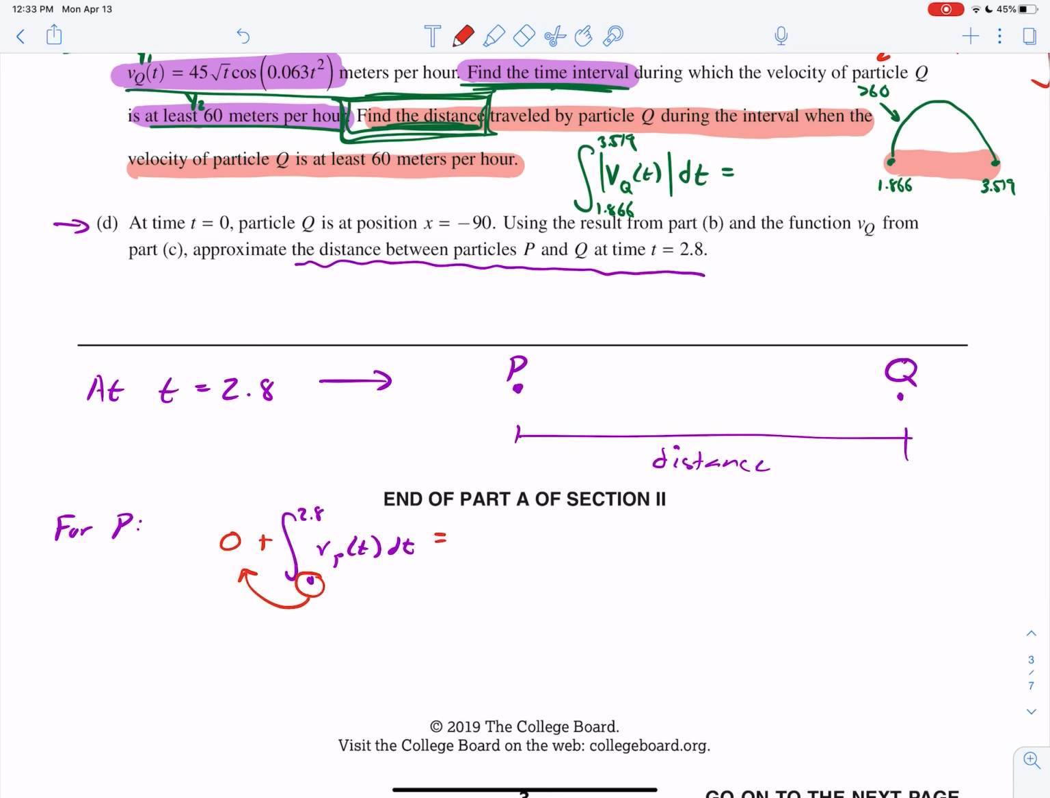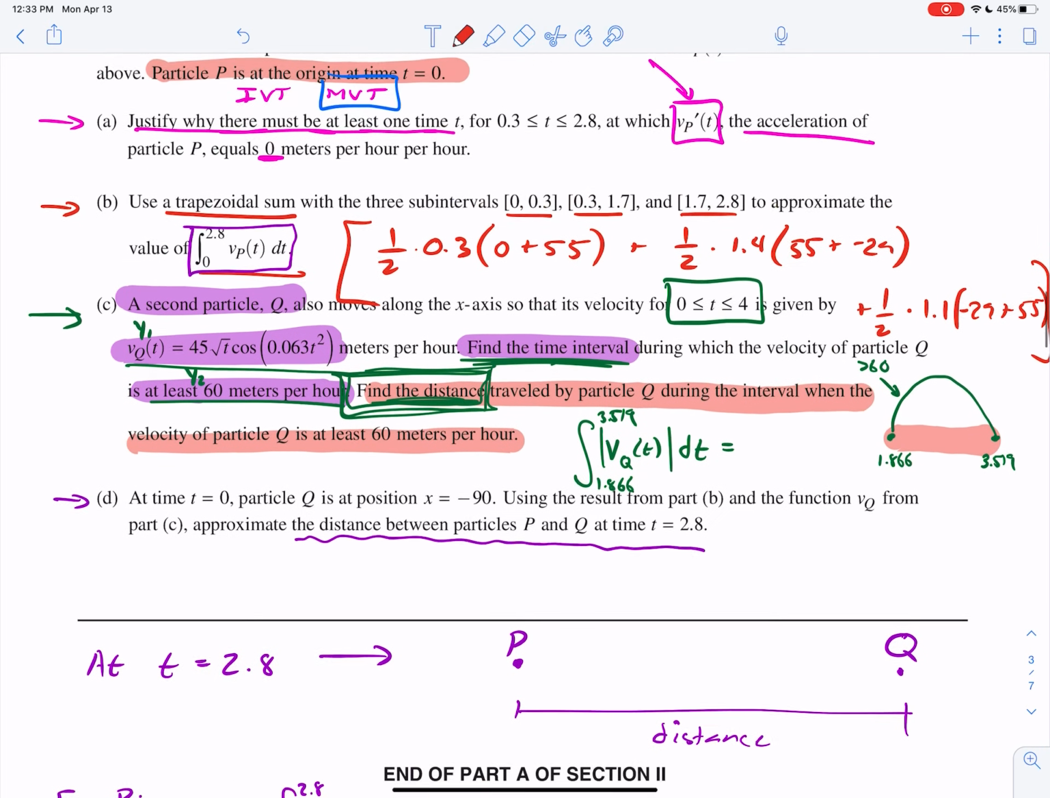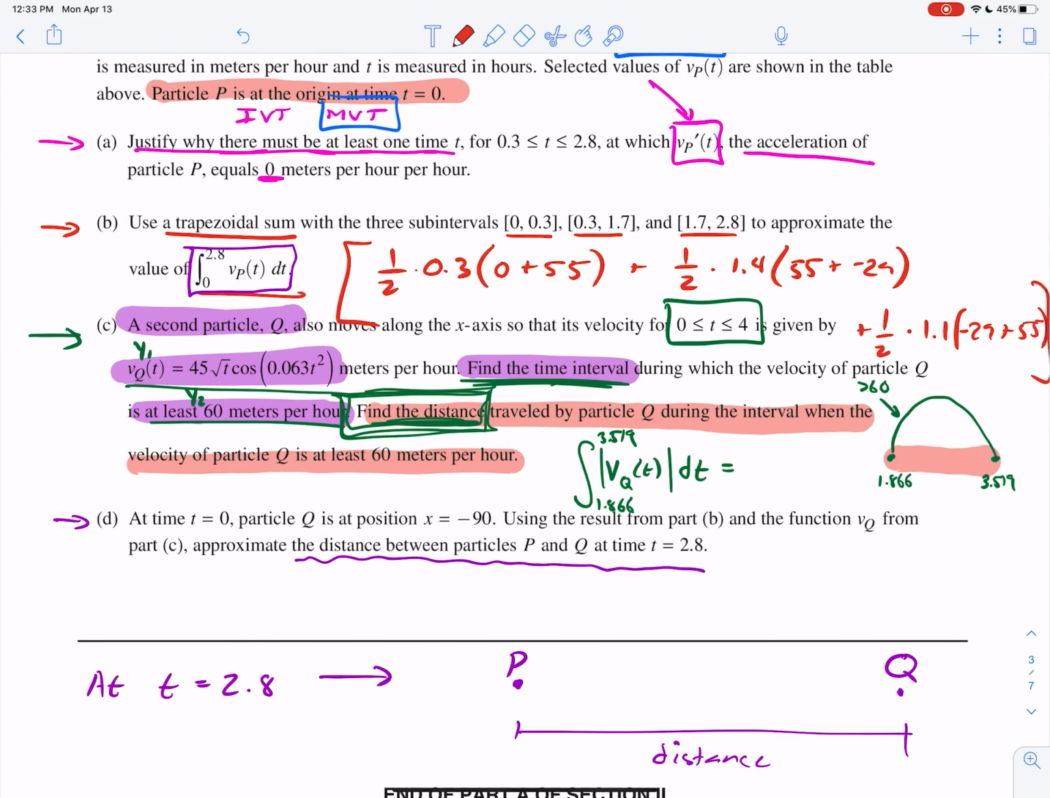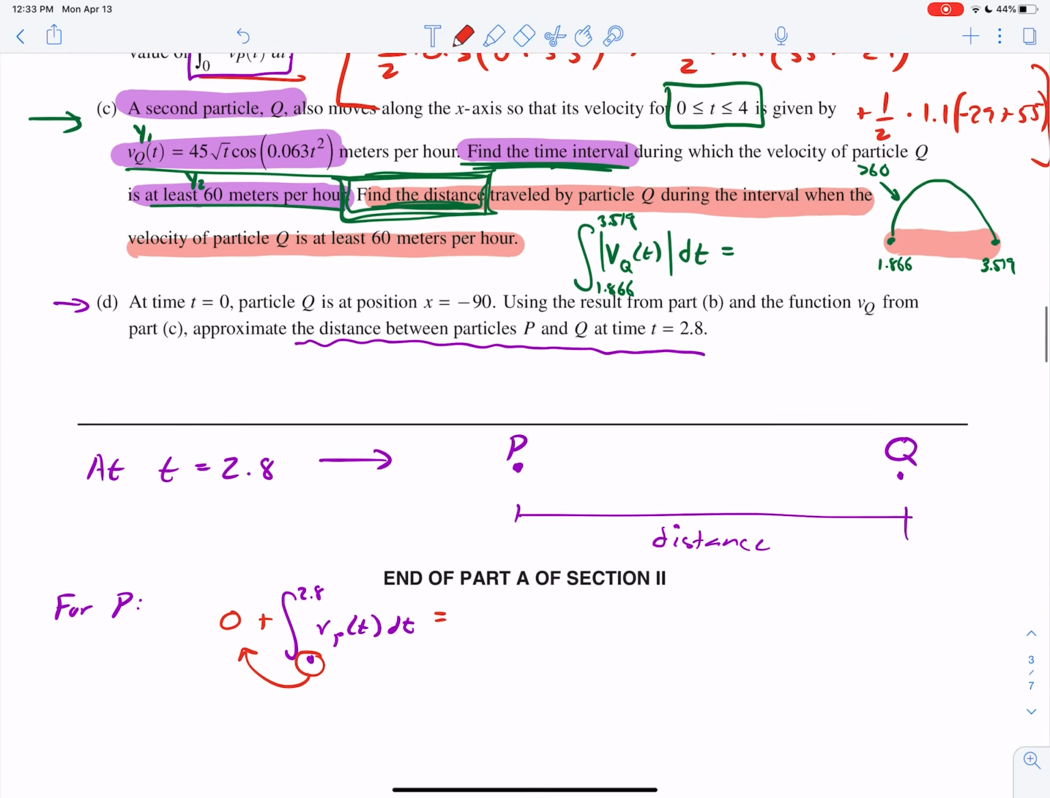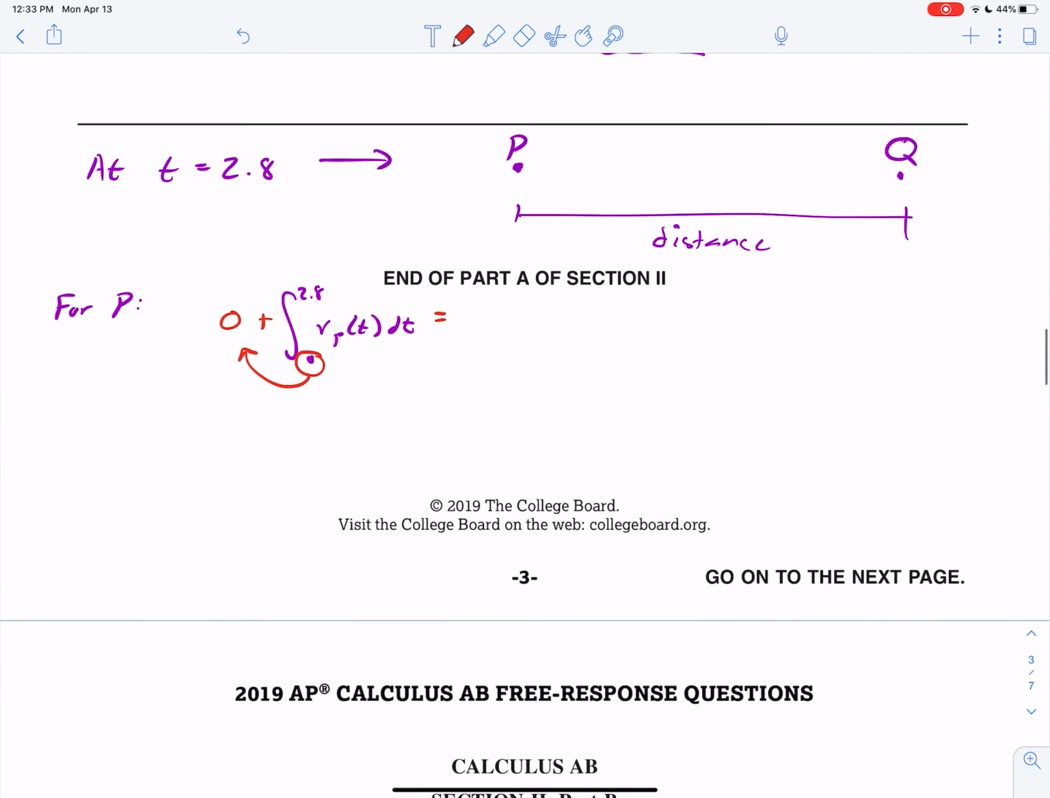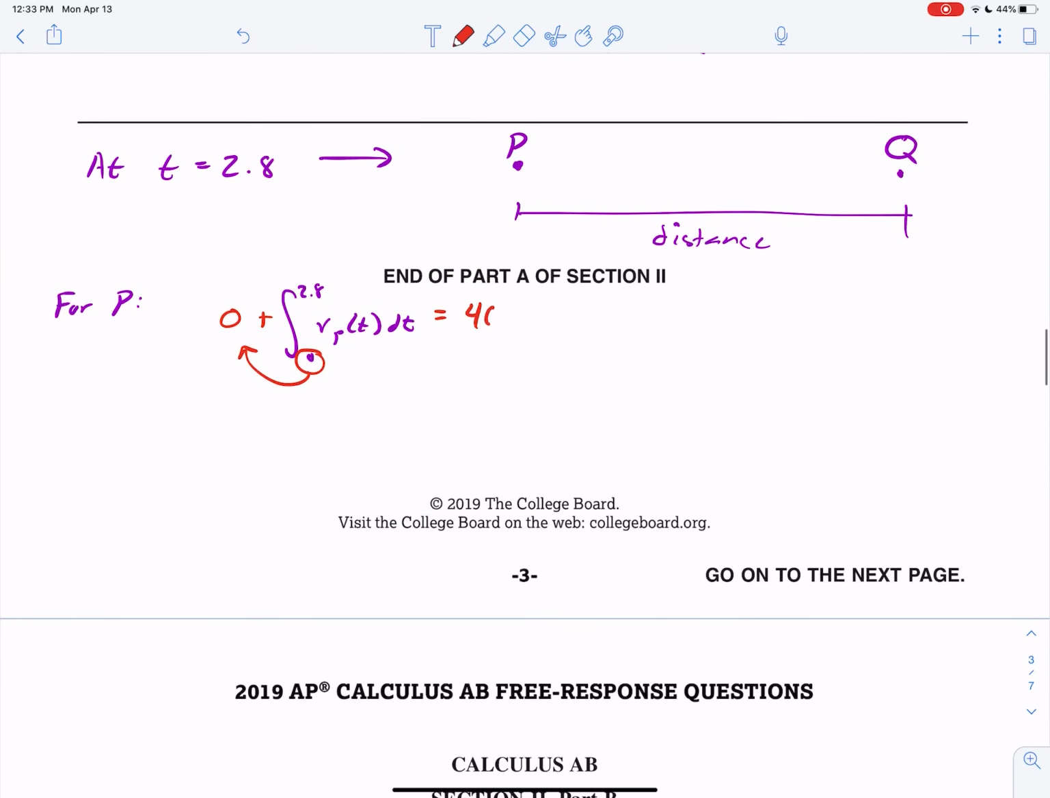We approximated this. I didn't go all the way through with our red text here, but I'll just refer to the scoring guidelines. In part B, if you crank this one all out, you should get 40.75. This is where particle P is at 2.8. So we know particle P is at 40.75. I don't know if Q is to the left or to the right yet. This is just a general picture.